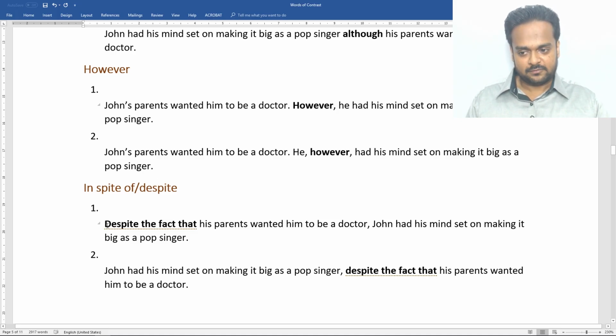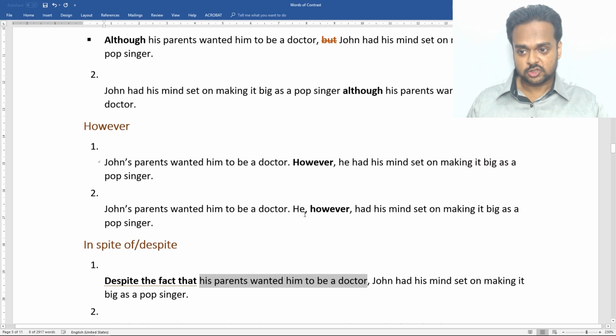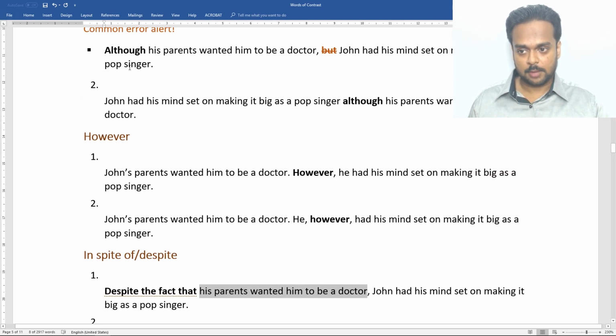So despite the fact that allows you, it's a phrase, and this phrase allows you to write the first clause as it is, as a full sentence. So in this way, it's just like although. So if I scroll up here, you see here we've said, although his parents wanted him to be a doctor. So although plus a full sentence. And here we've got the exact same form, despite the fact that, and then a full sentence.